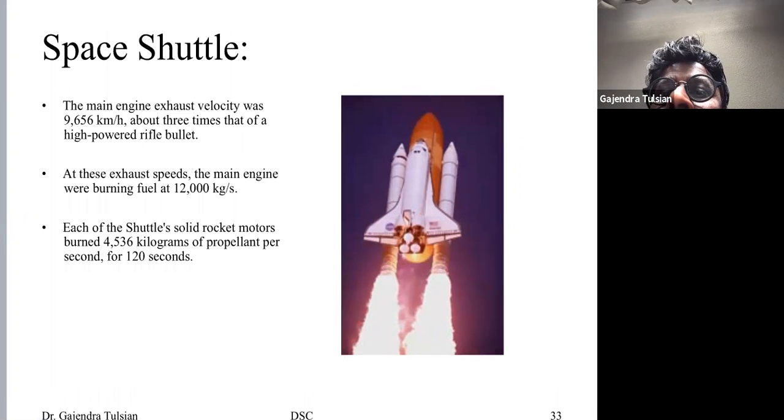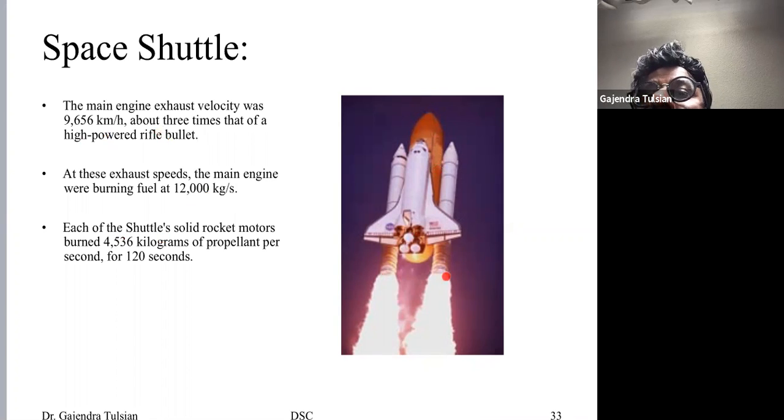Here are some more numbers. The main engine exhaust velocity was 10,000 kilometers per hour. So the hot gases coming out of the main engines were coming at 10,000 kilometers per hour. That's 3 times that of a high-powered rifle bullet. And the main engines were burning fuel at 12,000 kg per second. A small car weighs 1,000 kg, so that's 12 small cars a second. That's how much fuel was being burned, and the fuel was stored in this orange tank.